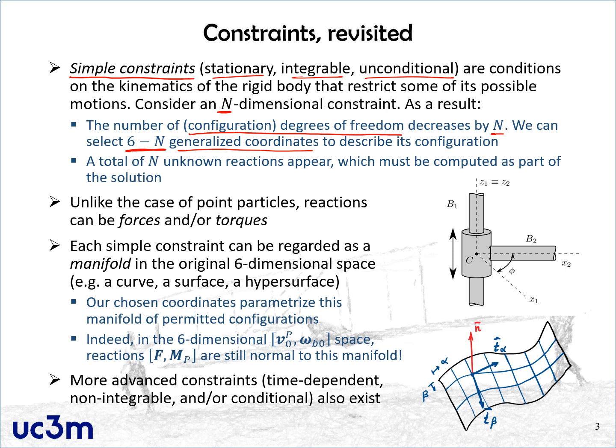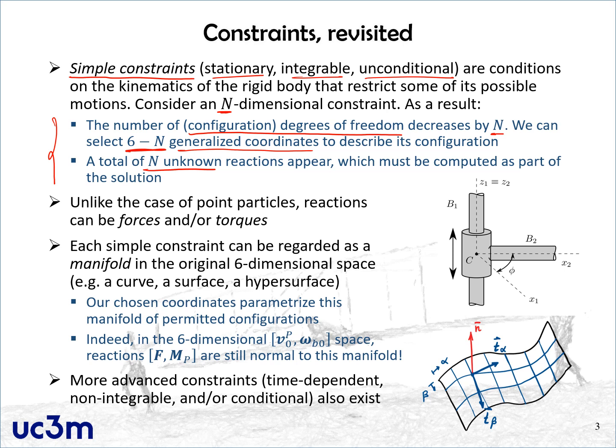Of course, at the same time, when we introduce a constraint, we know that we are reducing the number of degrees of freedom, but at the same time, we are introducing extra unknowns. And the number of unknowns that appears is precisely n. So if you add together these two numbers, you still have 6, which is equal to the number of equations that you have for the rigid body, and the problem remains closed.